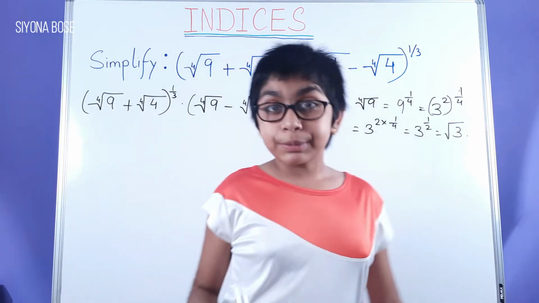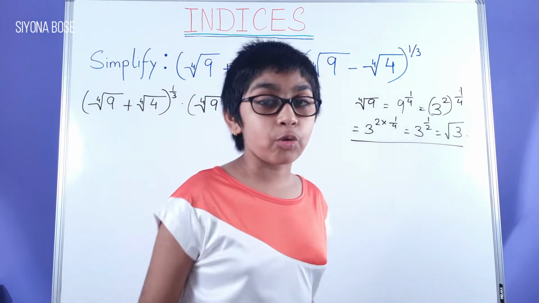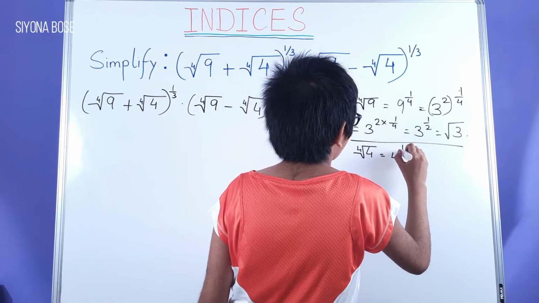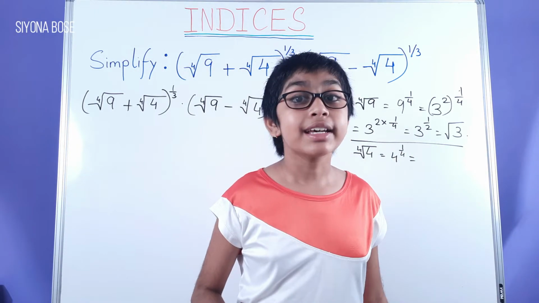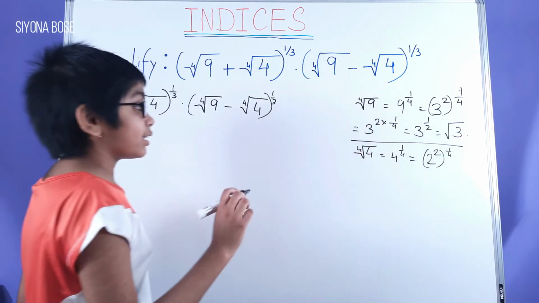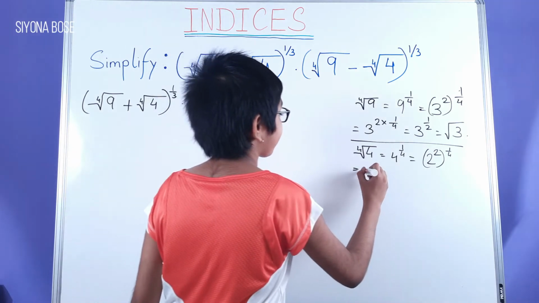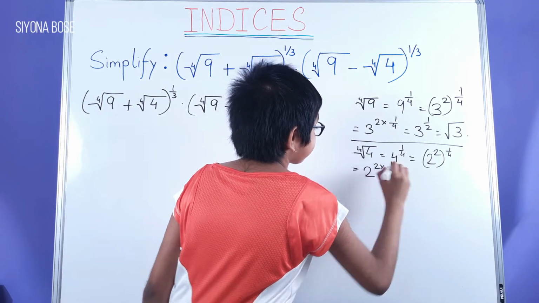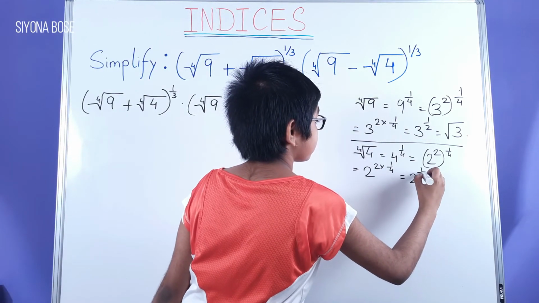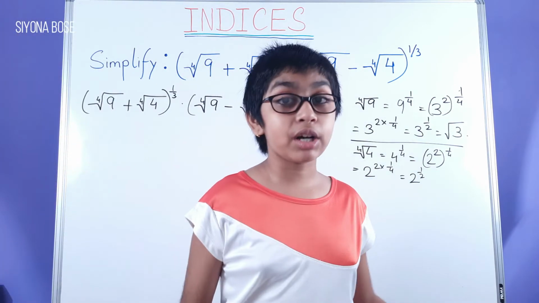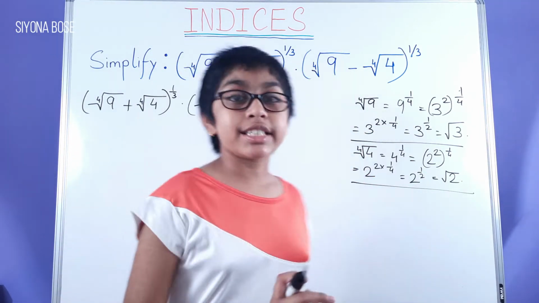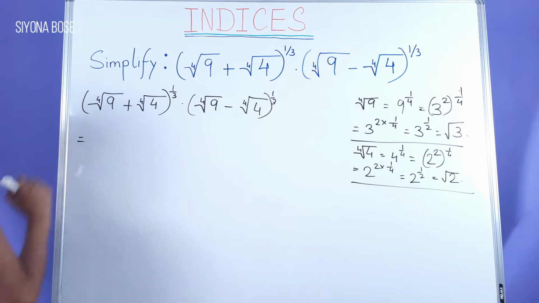We got 4th root of 9, and the same way we get 4th root of 4. Let's see in detail. We do 4 to the power of 1 by 4, where 4 is actually 2 squared. So 2 squared whole to the power of 1 by 4. That means actually 2 to the power of 2 into 1 by 4. And now 2 and 4 get cancelled and we get 2 to the power of half, and 2 to the power of half is nothing but root over 2. So we could simplify those two at least. Now let's write those down.